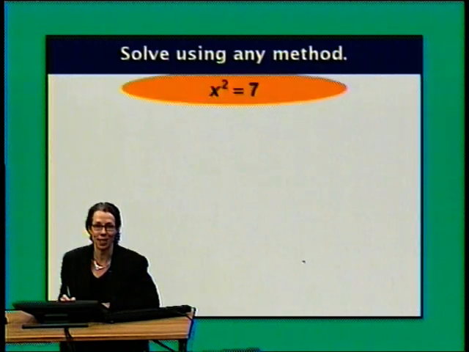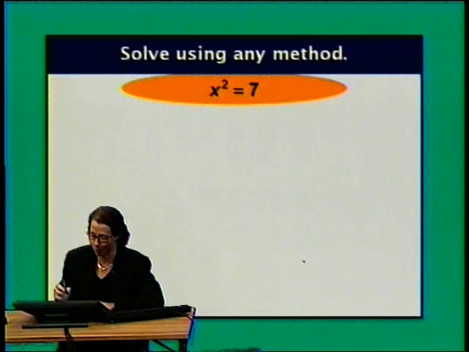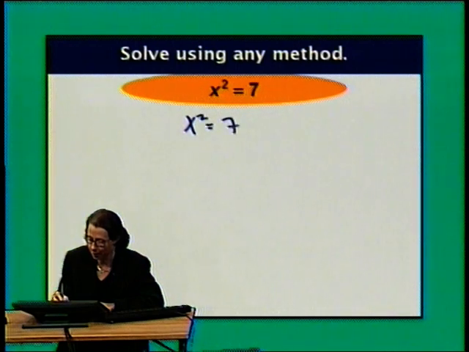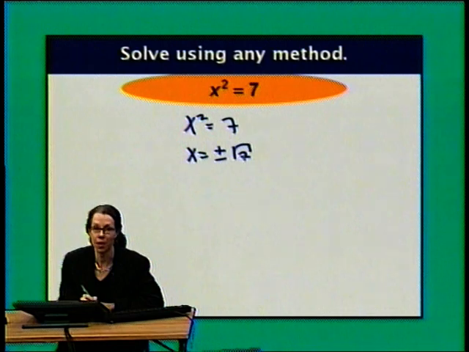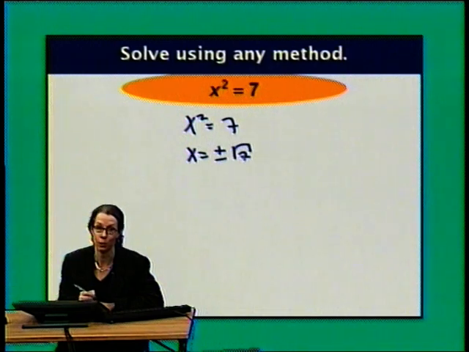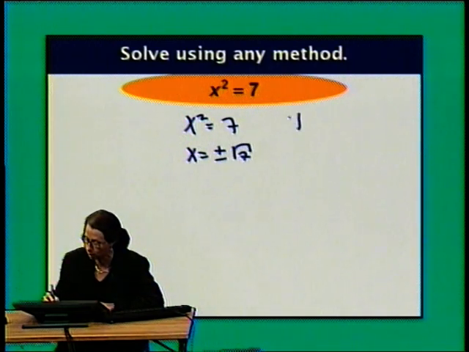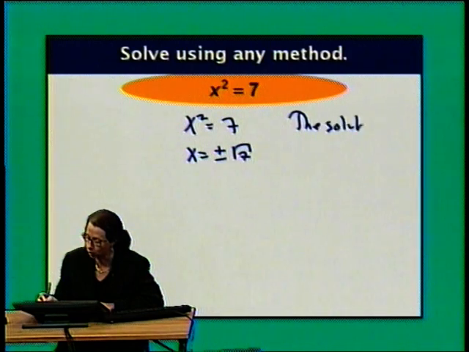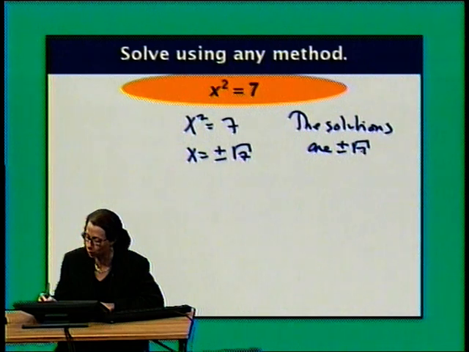X squared equals 7. This one begs to be solved using the square root property, so that's how I'm going to do it. If x squared equals 7, then I know that x equals plus or minus the square root of 7. And here the check is very easy. If I square either positive or negative root 7, I get 7. That's the definition of the square root. So I have my solutions. The solutions are plus or minus the square root of 7.